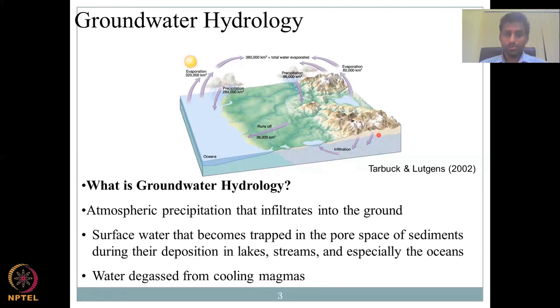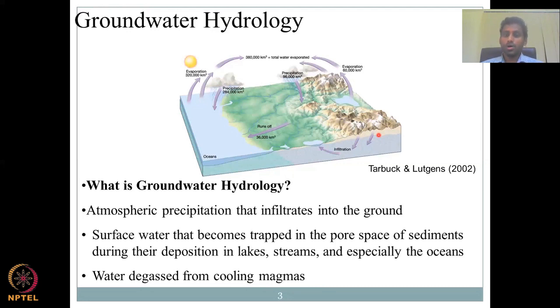So the water infiltrates into the ground through gravity. And then you have surface water that becomes trapped in the pore space of sediments during deposition, in lakes, streams, and especially oceans. When water is moving, sometimes it can get trapped. For example, a river is flowing and suddenly sediments fall on it and keep piling up, like a landslide, movement of plates, earthquake, tectonic activity, etc. If suddenly there is a locking of water, then water gets stored underneath. That is water stored in the pore spaces of sediments and rocks during deposition, and lakes, streams, especially oceans, constitute groundwater.